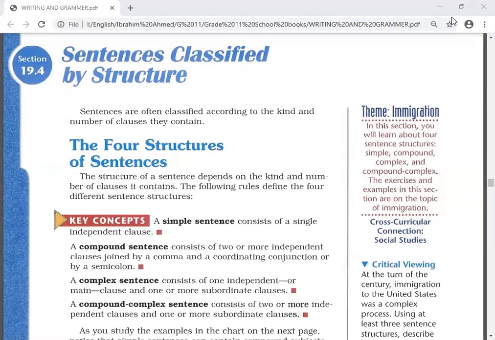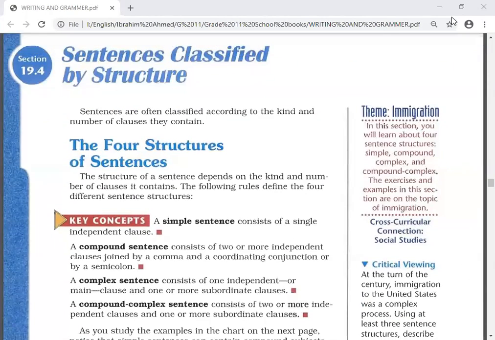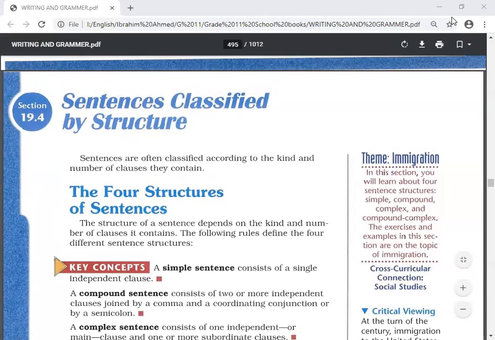Over the past week, we did chapter 19, part 3. And today we're going to do part 4, sentences classified by structure. And it's a piece of cake, as you know. There are 4 types of sentences when it comes to structure.